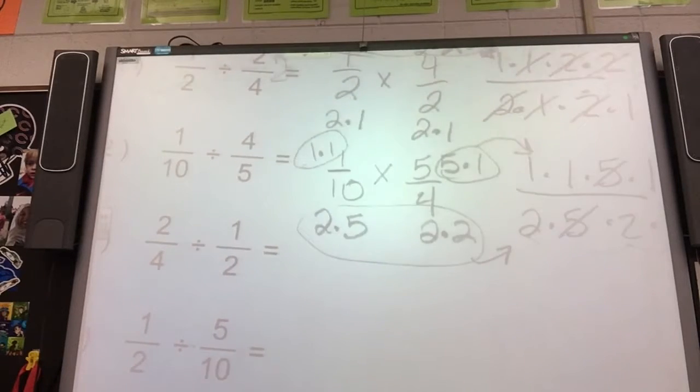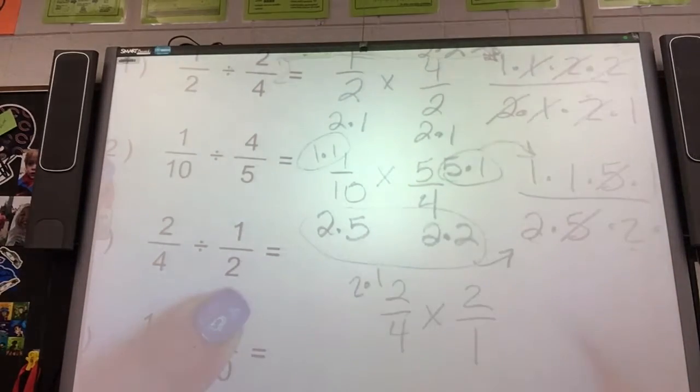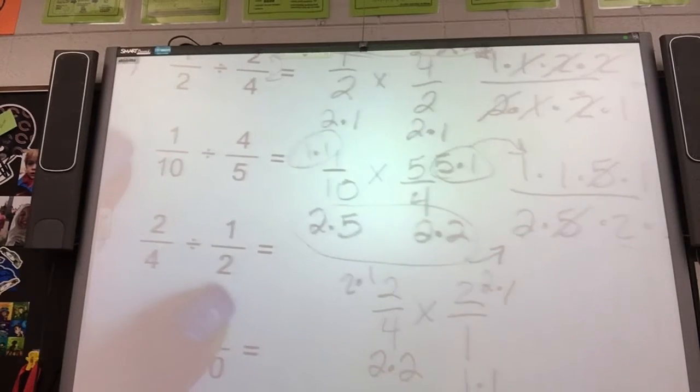Alright, let's try the next one. Keep it. 2/4. Change it. Change the sign. Flip. Write the reciprocal. 2 times 1 is 2. 2 times 1 is 2. 2 times 2 is 4. And 1 times 1 is 1.